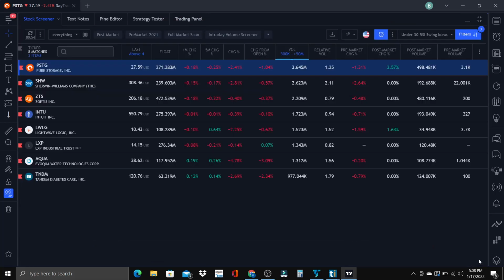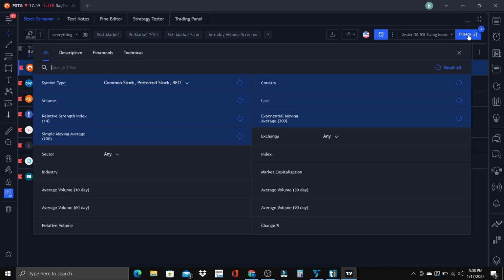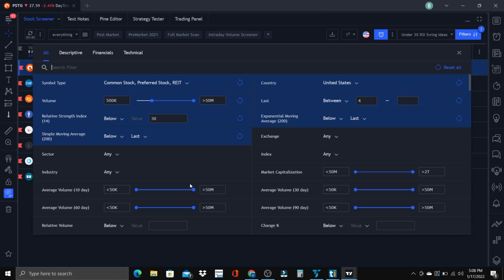You can maximize the panel down the right, and you can hit the filters, and this one's my custom scan under 30 RSI. So you just hit the filters there, and you can see these are the filters I have set for this particular scan. Now, you can manipulate these filters to fit your trading style. This is a really general scan. This isn't a really detailed scan.